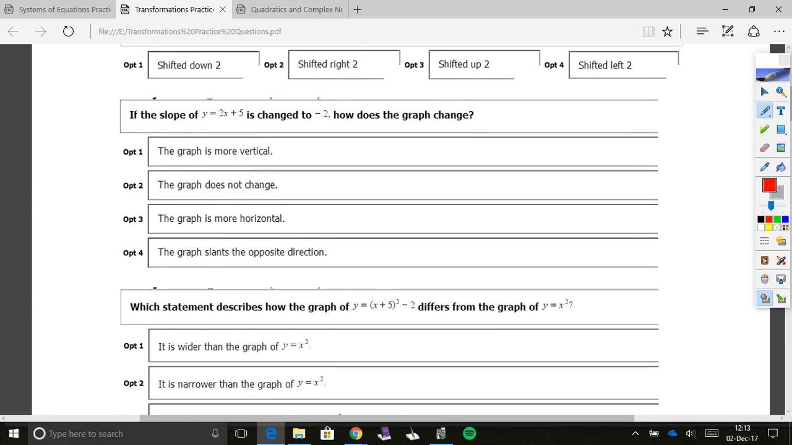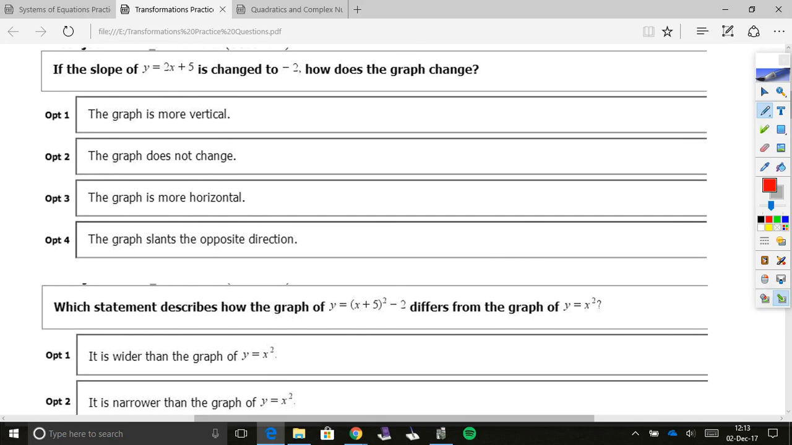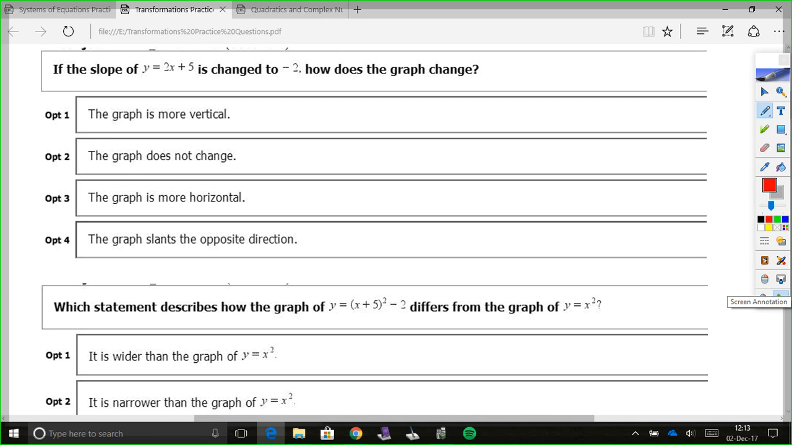So if the slope, let me see if I can zoom in a little bit more here. Alright. If the slope of y equals 2x plus 5 is changed to -2, how does the graph change? So this goes back to some old school knowledge. The original equation y equals 2x plus 5, it's asking us what would happen if we changed the slope to -2, which means it'd be y equals -2x plus 5. So all we're changing is basically making this negative here. Now how does that negative affect our graph?